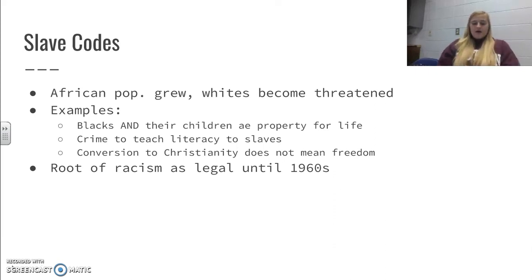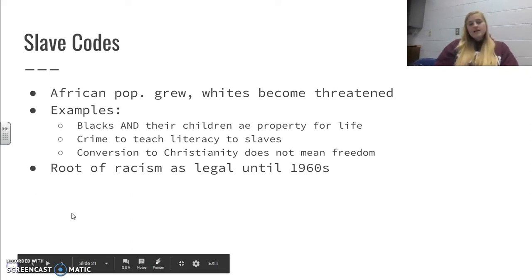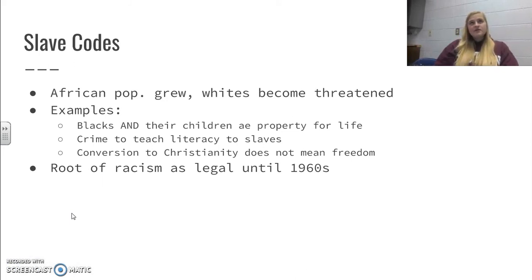Essentially, the idea of racism developed during this time period, that whites are superior to blacks. It will not go away until the 1960s, and some people argue even until this day. Racism will be seen as a legal entity, that whites were seen as superior to blacks, until the civil rights movement of the 1960s.